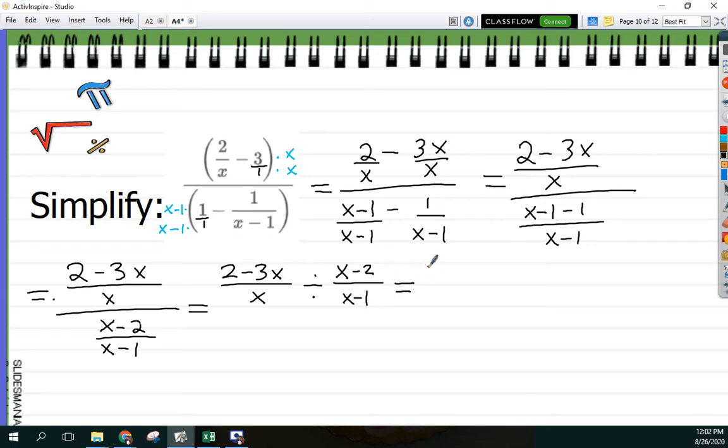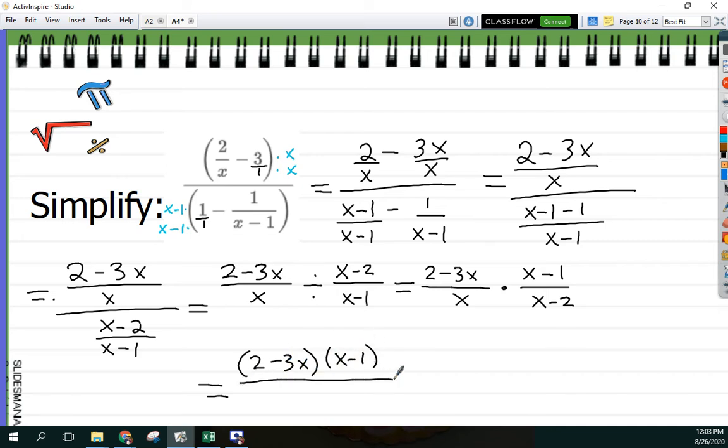I'm going to keep my first fraction, change to multiplication, and then flip that second fraction. And then we can multiply straight across. So we would have 2 minus 3x times x minus 1 divided by x times x minus 2. I don't have any factors that simplify, and so that's going to go ahead and be my final answer.